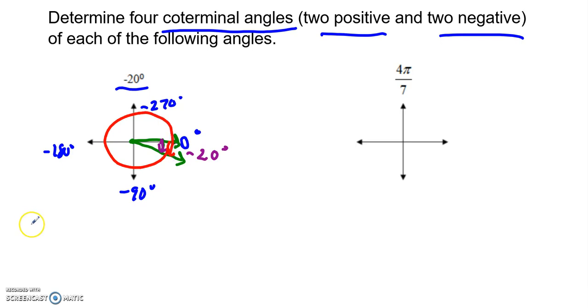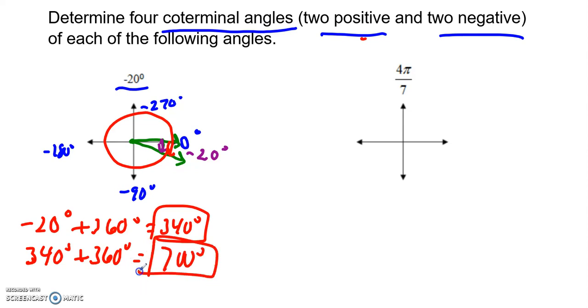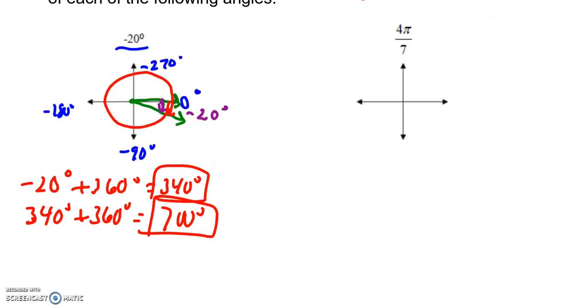So let's see. If I start with negative 20 degrees and I add 360 degrees to that, I would get 340 degrees. So that will be one of my positive angles. If I took the 340 that I just landed and I added another 360 degrees, I would land at 700 degrees. Let's go the other way.